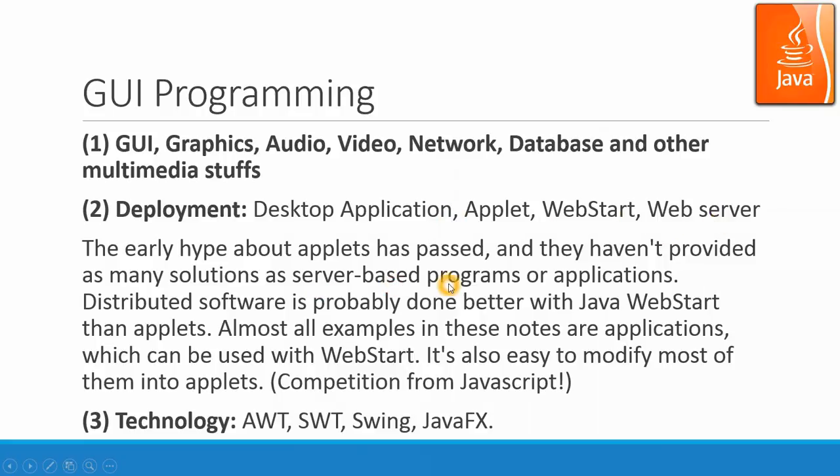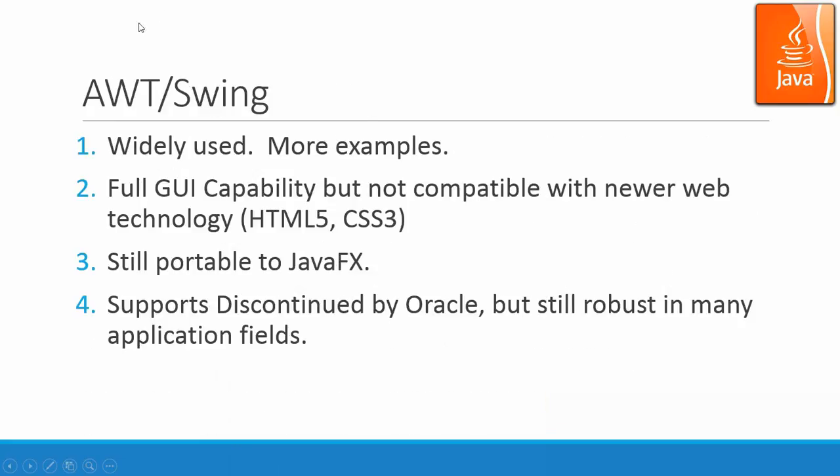The technologies for GUI programming in the Java environment include AWT, SWT, Swing, and JavaFX. In our course, we focus on AWT and Swing, mainly on Swing. AWT is the Abstract Window Toolkit, and then Swing. These two APIs are widely used. They have more examples and more applications.